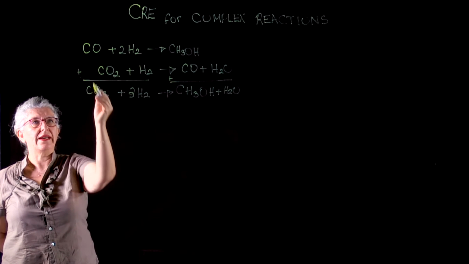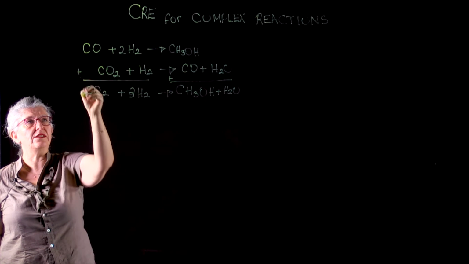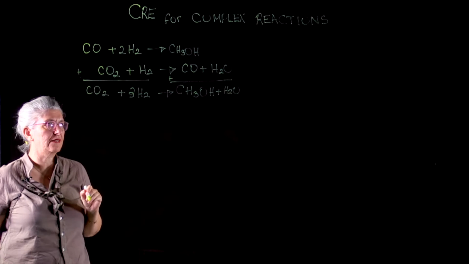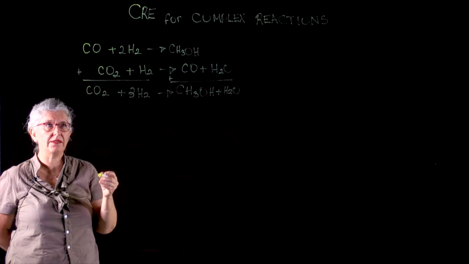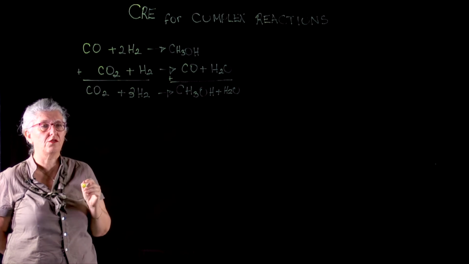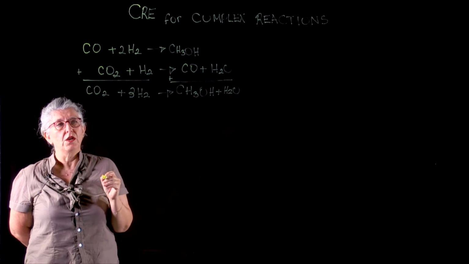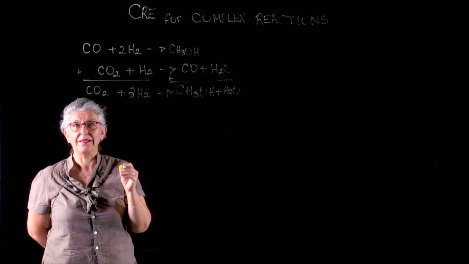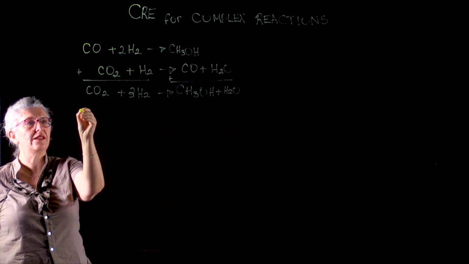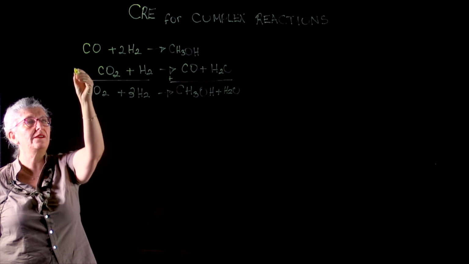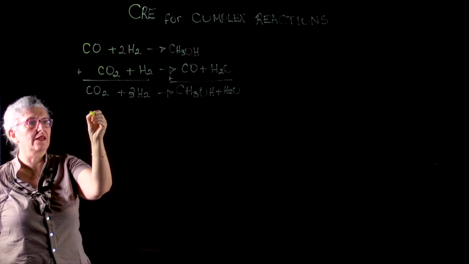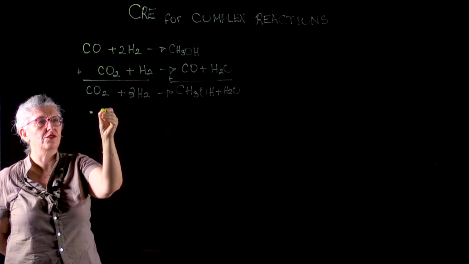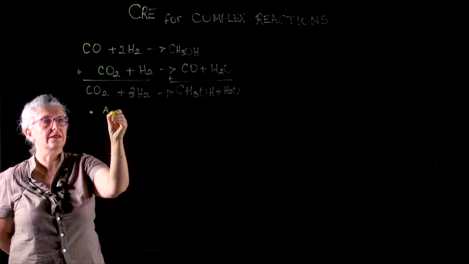So in a reaction network, only two of those three are independent. The third one is obtained either through addition or subtraction of the two of them. So, independence of a reaction network is important when we are dealing with a complex reaction network. So, we have to make sure that they are independent.